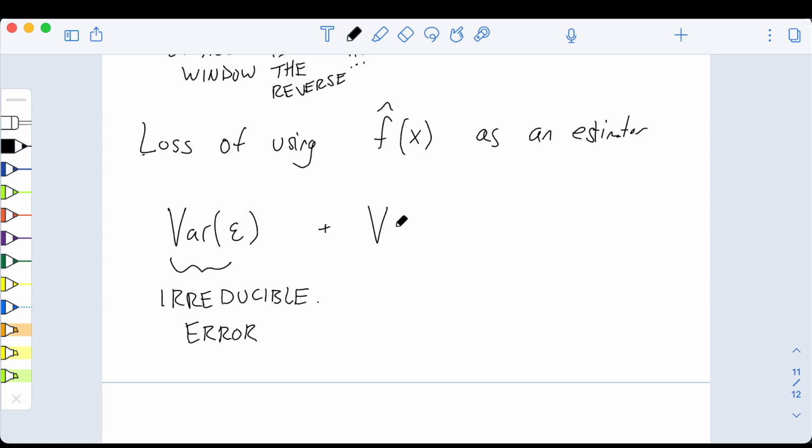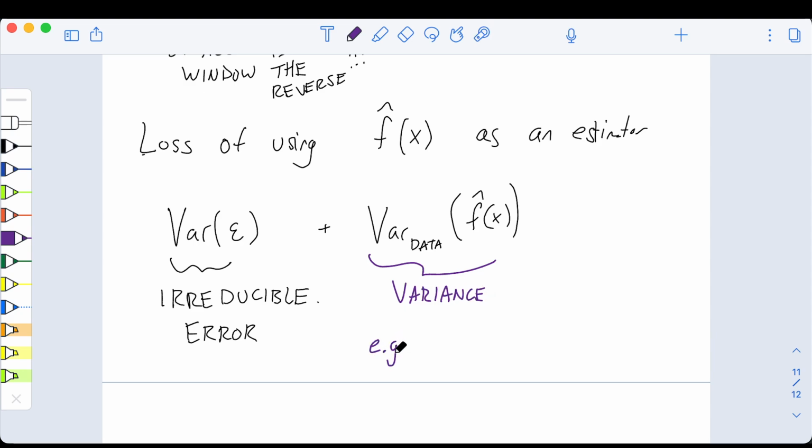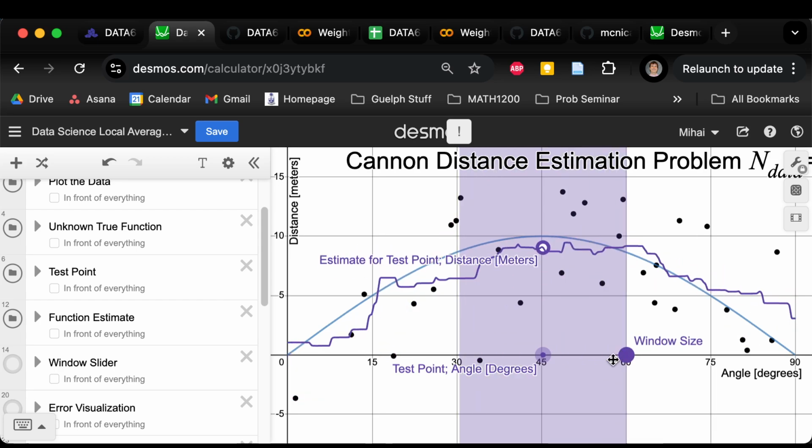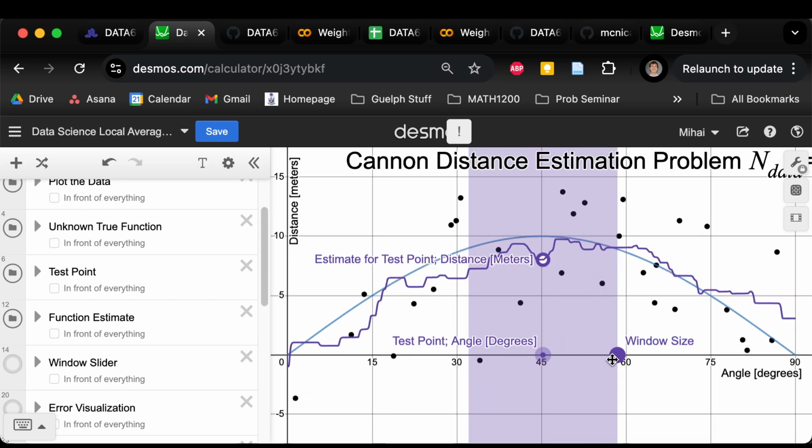Plus, there was the variance with respect to the data of f hat of x. This is the variance term. In our previous problem, it worked out to 1 over the number of data points times the variance of the dice roll in the level 1 dice. You should expect this one to shrink like 1 over the number of data points you're using at the point x. In this particular case, the size of that error term is proportional to 1 over the number of points I typically have in the window.